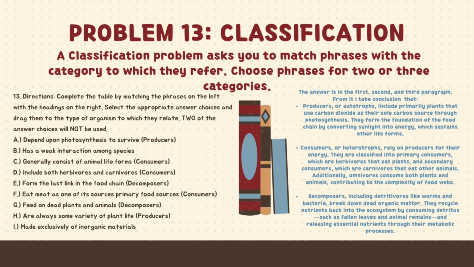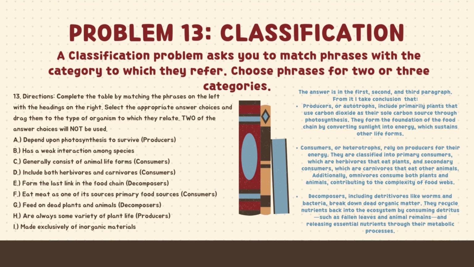Problem 13. Classification. A classification problem asks you to match phrases with the category to which they refer. Choose phrases for 2 or 3 categories. Directions. Complete the table by matching the phrases on the left with the headings on the right. Select the appropriate answer choices and direct them to the type of organism to which they relate. 2 of the answer choices will not be used.